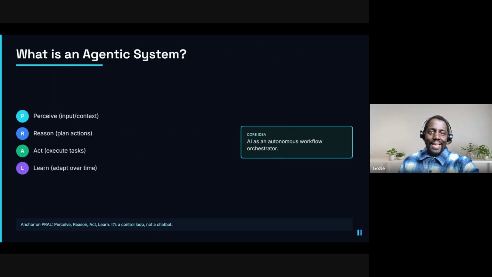So what is an agentic system? An agentic system has four core capabilities. It can perceive inputs. It can reason about what to do. It can act using tools, and it can learn from outcomes. So the key idea is that we're not just building endpoints, but we are building systems that make decisions over time.